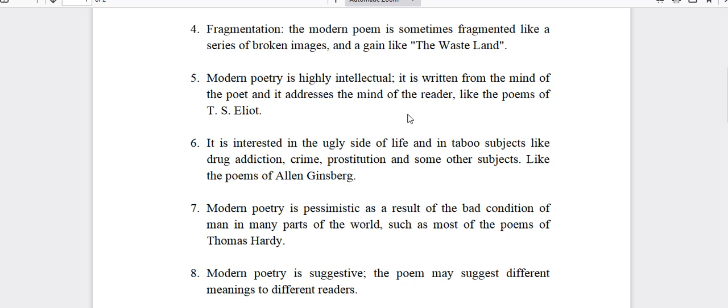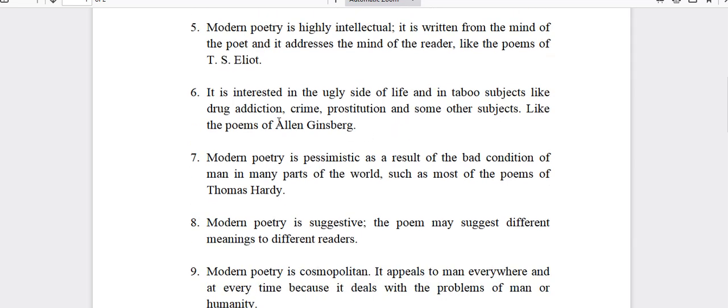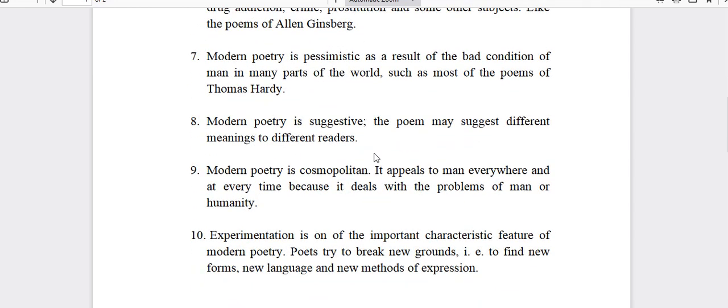Modern poetry is highly intellectual. It is written from the mind of the poet and it addresses the mind of the reader, like the poems of T.S. Eliot. It is interested in the ugly side of life and in taboo subjects like drug addiction, crime, prostitution, and other subjects like nature, politics and society, like the poems of Allen Ginsberg. Modern poetry is pessimistic as a result of the bad condition of man in many parts of the world, such as most of the poems of Thomas Hardy.